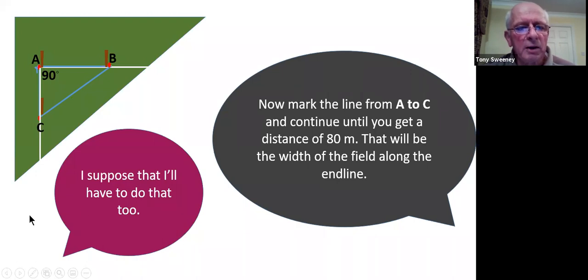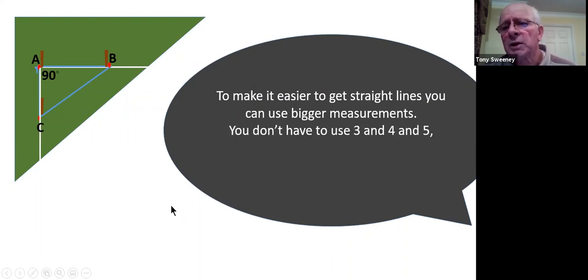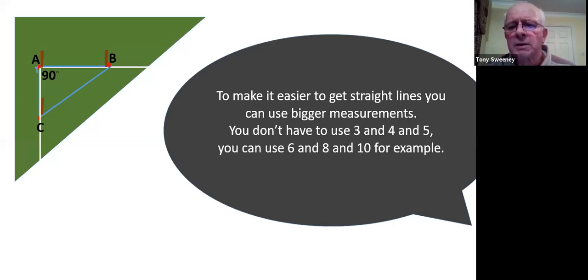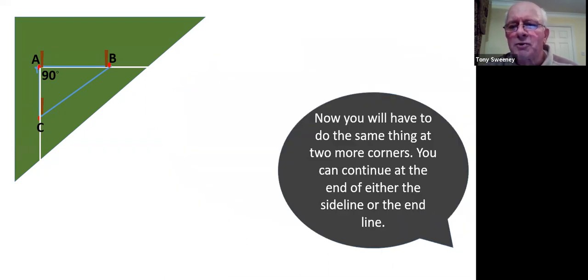I suppose that I'll have to do that too. To make it easier to get straight lines, you can use bigger measurements. You don't have to use 3 and 4 and 5. You can use 6 and 8 and 10, for example. I prefer to use 30 and 40 and 50. That's a lot of string. Maybe we should just look at the angle and guess it. It's much quicker and less work. Now you will have to do the same thing at 2 more corners. You can continue at the end of either the sideline or the end line.